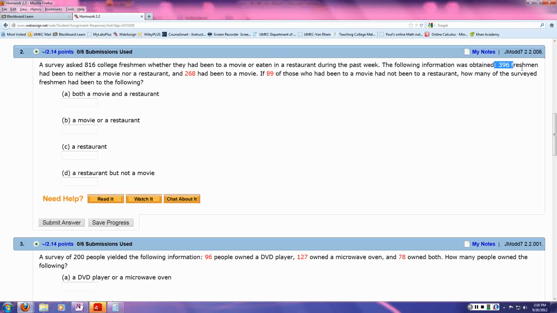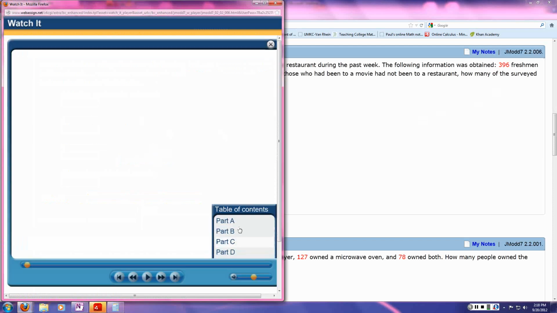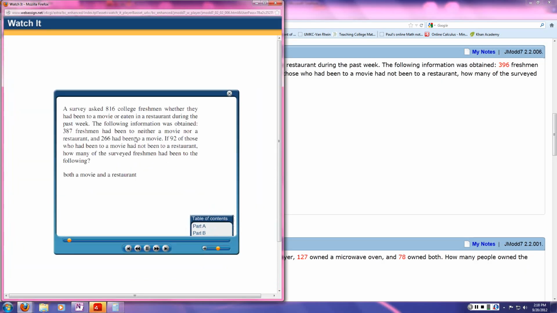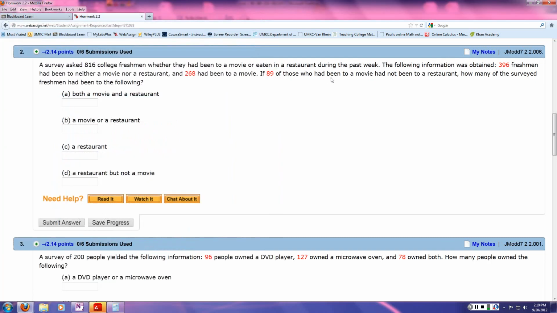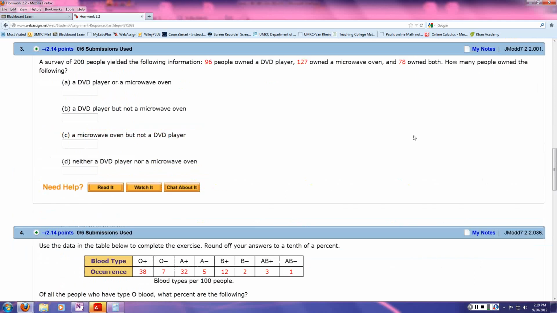If you get stumped, you can use the watch it. The watch it will give you a problem like this and show you how to work through it. So part A, but the numbers are different, so you can't use their numbers. I don't think I have my speakers on. He's explaining it to you, and then he'll draw a picture and show you what's going on. Keep in mind, your numbers will be different. If you try it again, these numbers will change. Any numbers in red are going to change. So be careful with that.